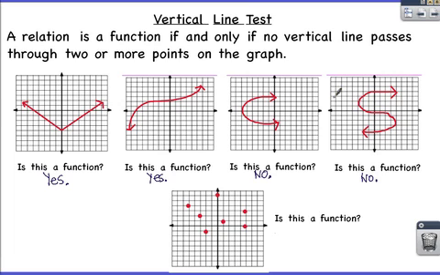And finally, in our last graph, even though the dots are not connected, you still need to analyze if it will pass the vertical line test no matter where I look on the coordinate grid. Notice how over here we have 2 points that are vertical from one another, and therefore this is not a function.